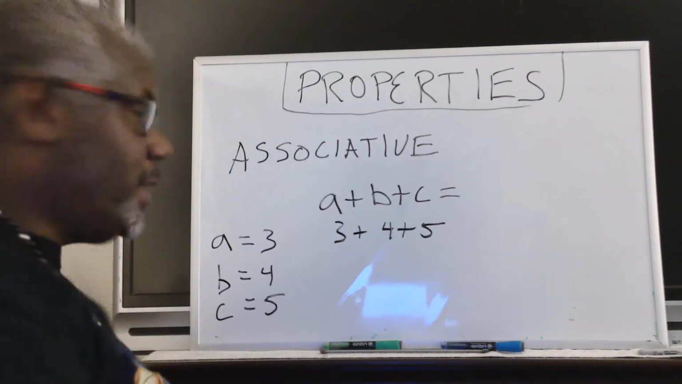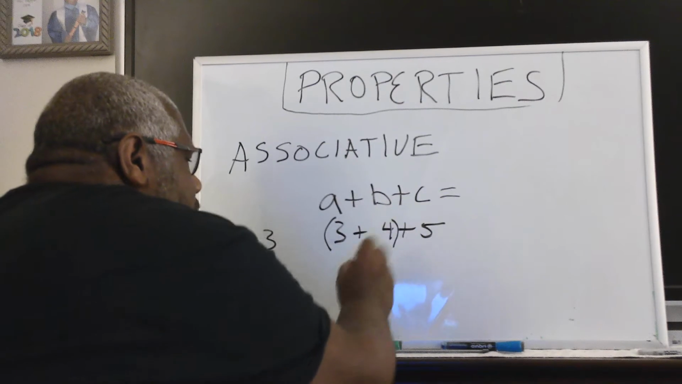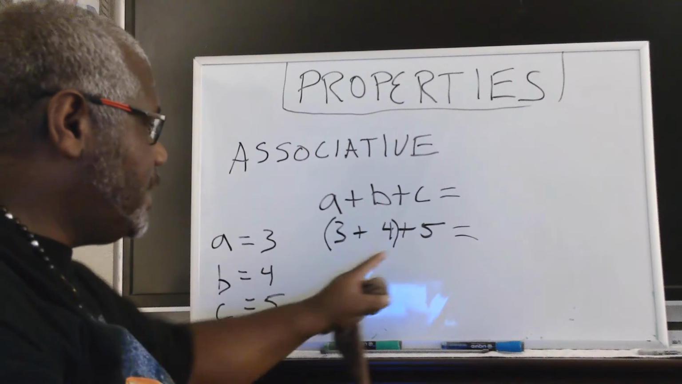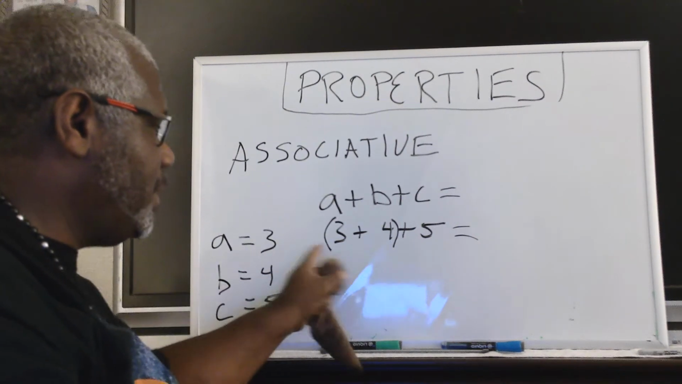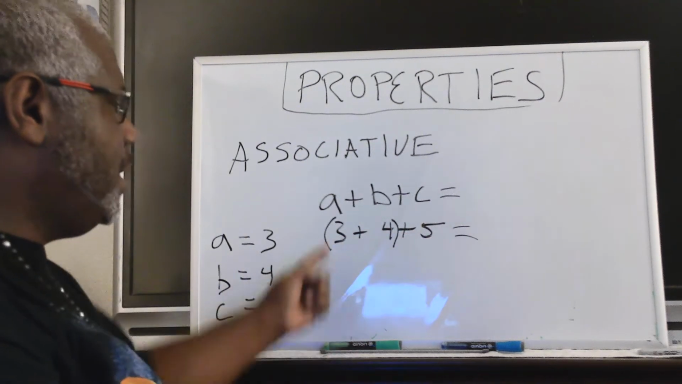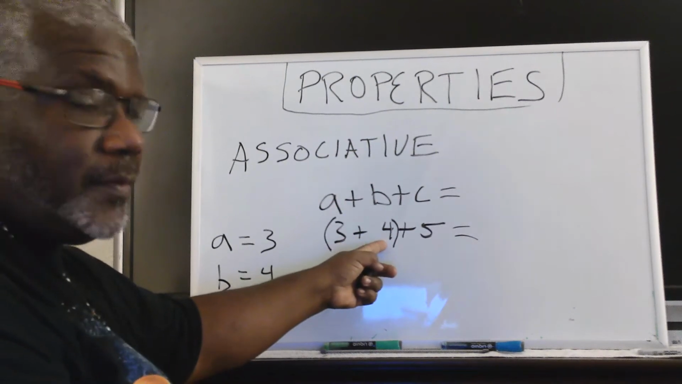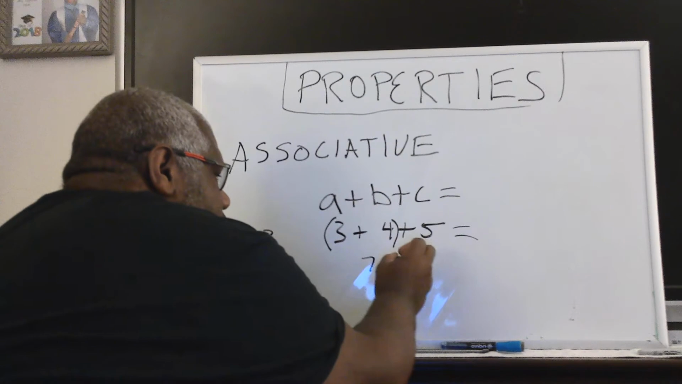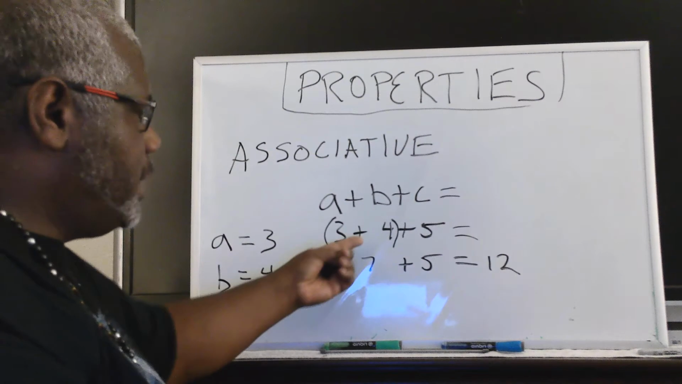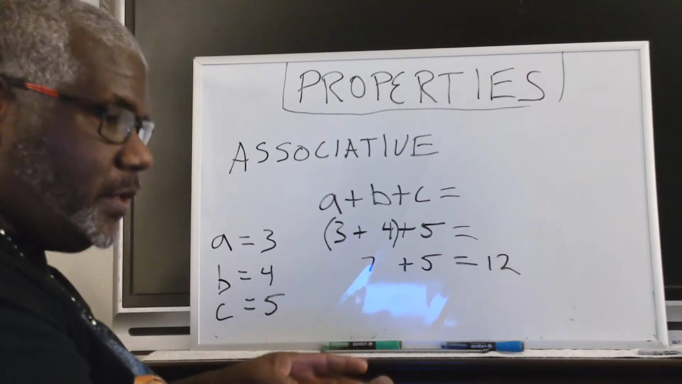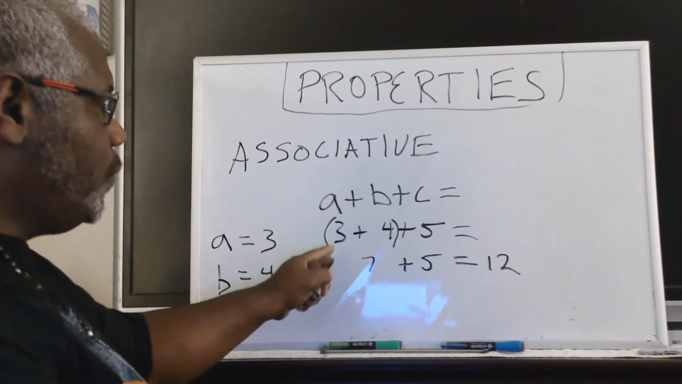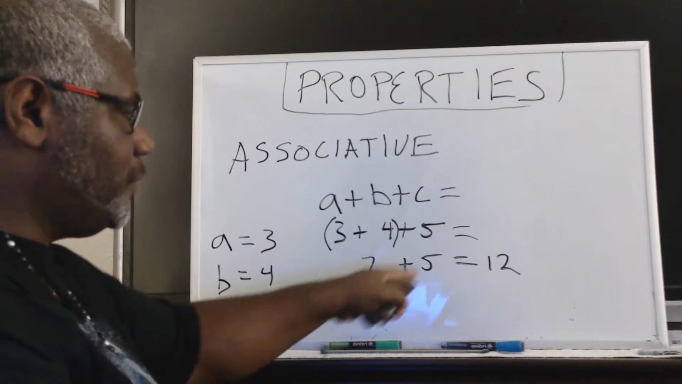Now, how does the associative property come in? Let's enclose these two numbers right here. In mathematics, anything that's in an enclosure, when you have multiple numbers inside of a set, 3 plus 4, you do this first. Okay? 3 plus 4 is 7, plus 5 equals 12. We'll get into this. It's called the order of operations. You always do what's in enclosures first. But still, as you can see, 3 plus 4 plus 5 is 7 plus 5 equals 12.